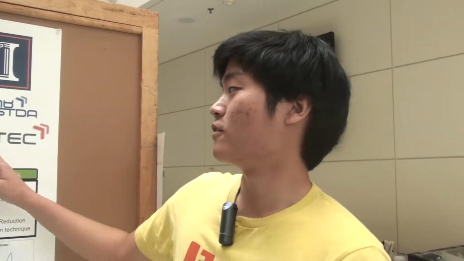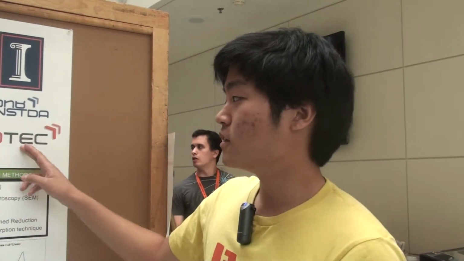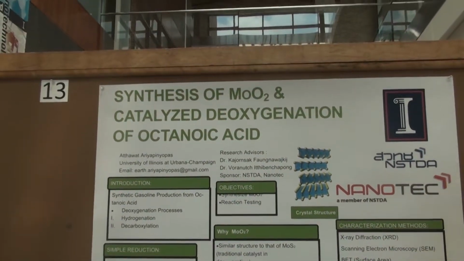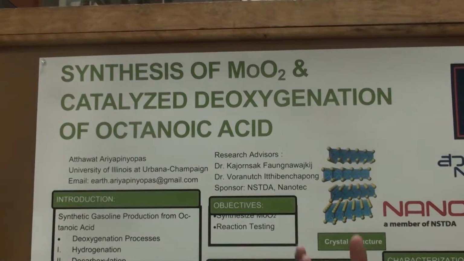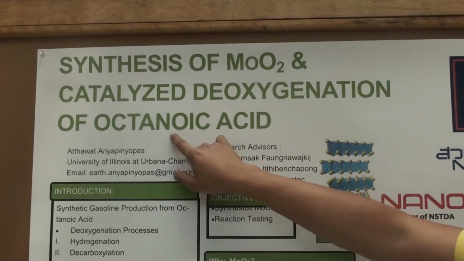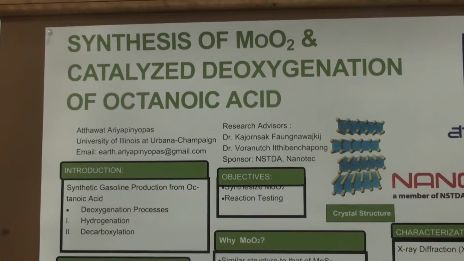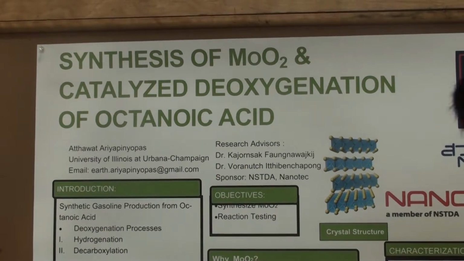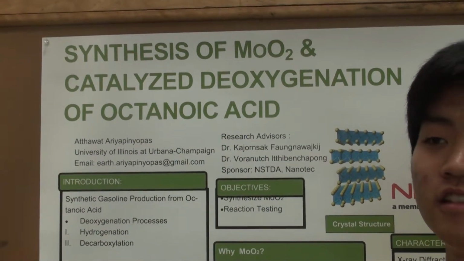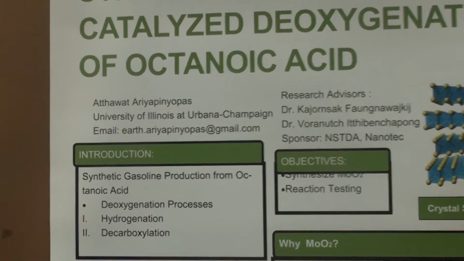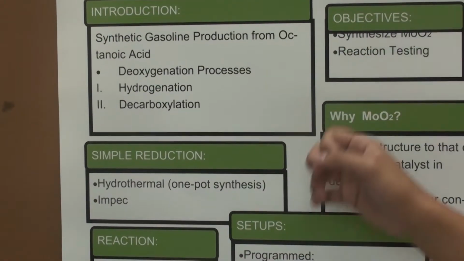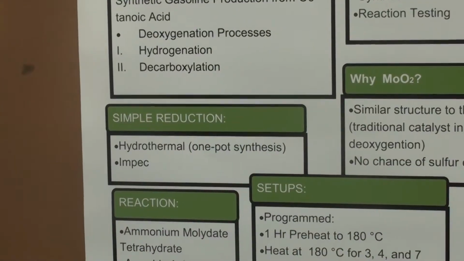Okay, I'm Sandra Arias. I've been working with the Nano Lab, Nanotech in Thailand, and what I'm doing is the synthesis of molybdenum dioxide to catalyze the production of octanoic acid. What I do is I synthesize catalysts using simple terms such as hydrothermal. It's a one-pot synthesis, which makes it very easy to control. And there are other ways you can synthesize molybdenum dioxide, which is through impact, but that's something else.